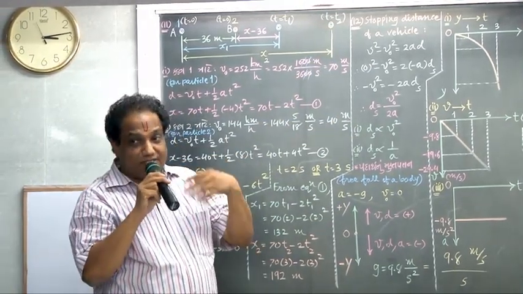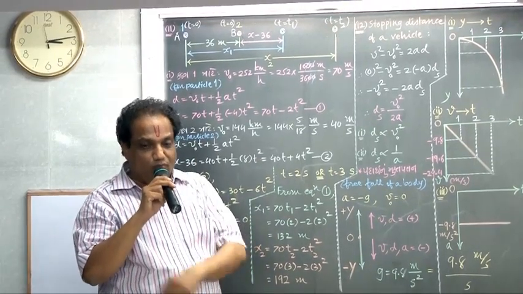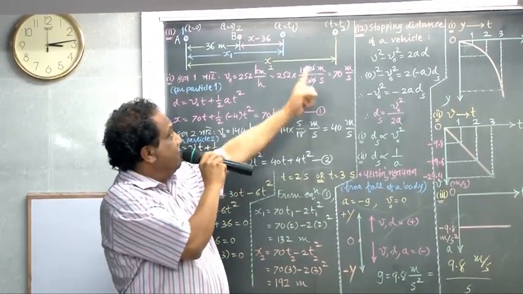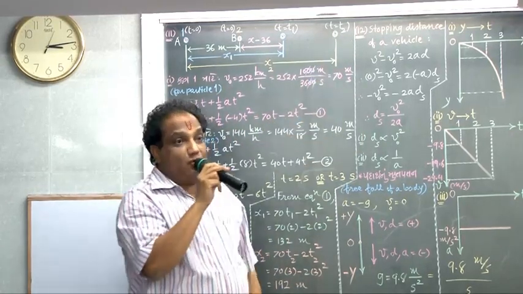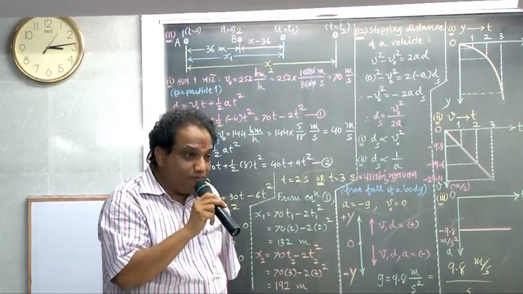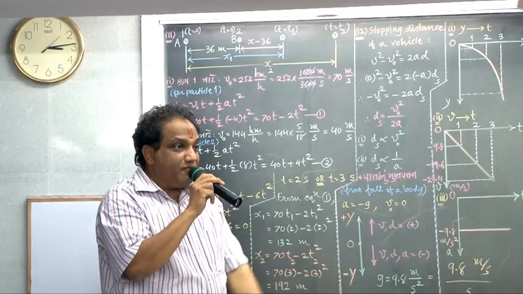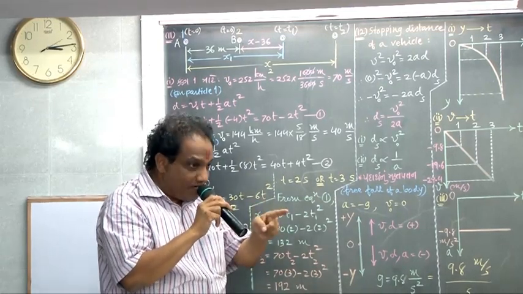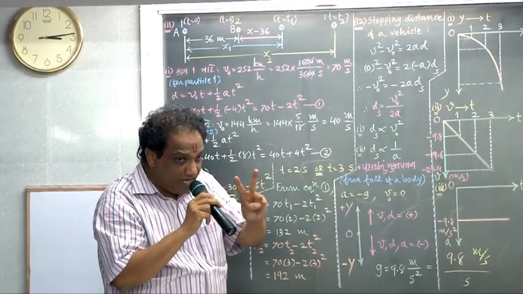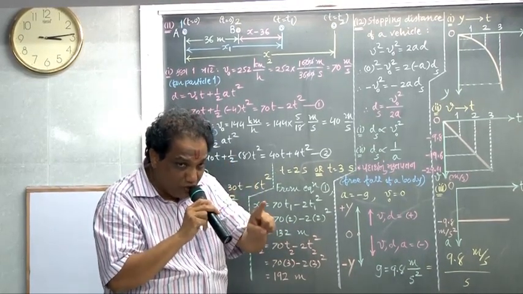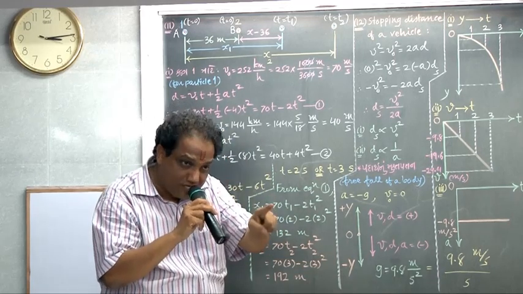But simply guessing will not do. We have to prove that the first particle will overtake here and here the second particle will overtake. How can we prove? By finding velocity. Let us find out the velocities of both the particles at two different times, at t equal to 2 seconds or so and at t equal to 3 seconds or so.